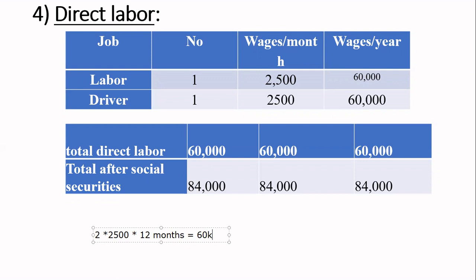Here I need to add the social securities because it's a formal activity. I will make a license for it and establish it in a legal way. So I will add only 40% of this 60K, which gives me the amount of the total social securities, and then I'm going to add it to the amount of 60K. So here I will have only 24K as social securities.